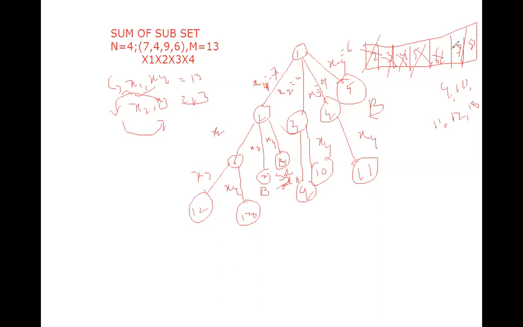Okay. After 7, next is 8. After 8, we move to 9. See here for 9, we are considering x2 and x3. Here x3 is 9 and x2 is 4, so 9 plus 4 is 13. So this is the solution. And here 4 plus 6 is 10, and after 4 there are no elements. So here the bounding function occurs.